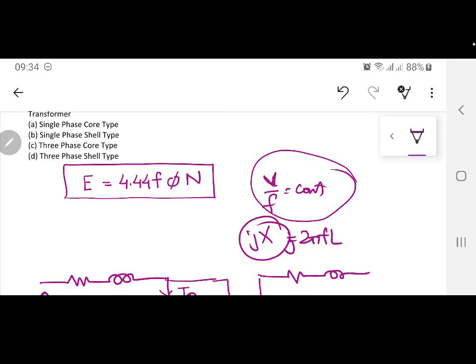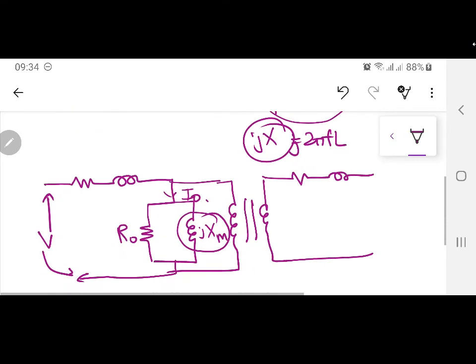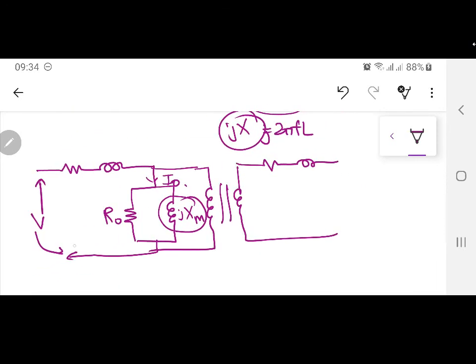So if you are decreasing the frequency, this means you are decreasing your JXF. So your voltage also has to decrease, because the induction motor equivalent circuit is also something like this. I hope you remember that. The induction equivalent circuit is just a short circuited like this over here.